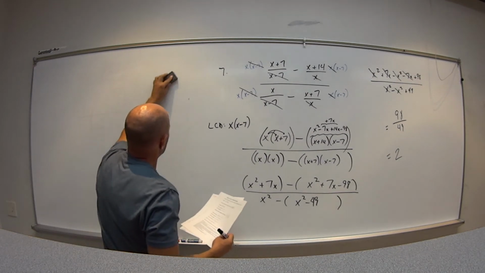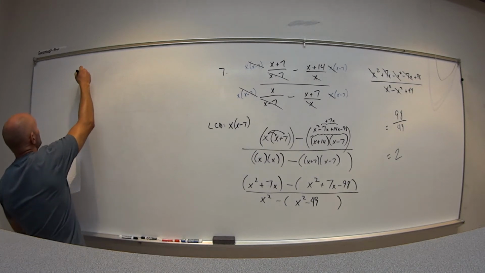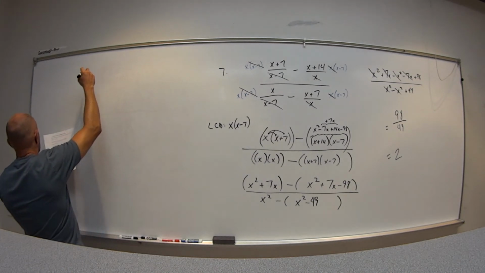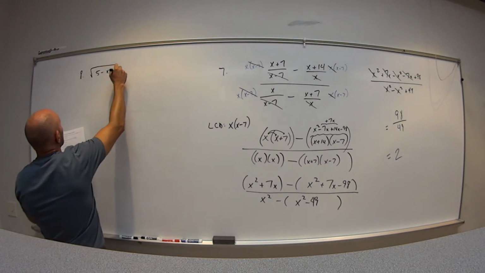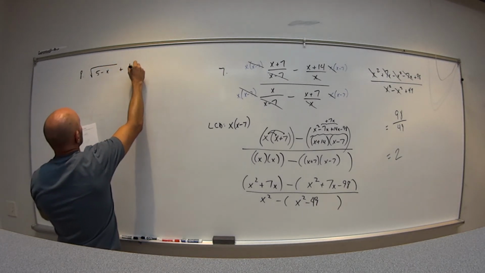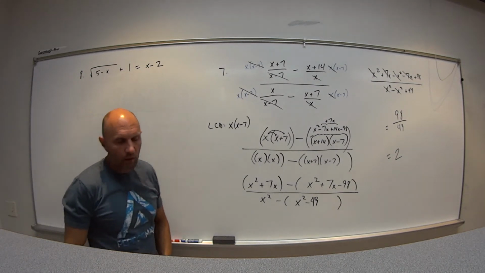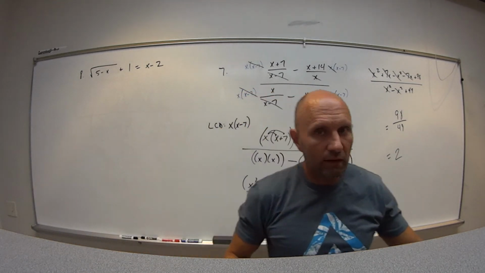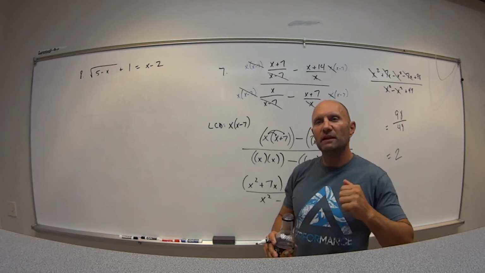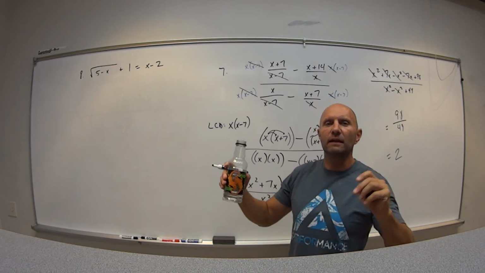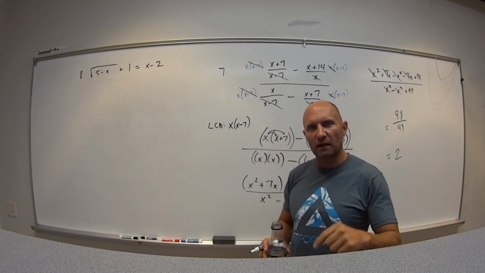That was number 7. Number 8, we want to solve the equation. We're given square root of 5 minus x plus 1 equals x minus 2. So I'm solving a radical equation. So that means what to me once I think I'm done with this problem? It means I have to check my answer.